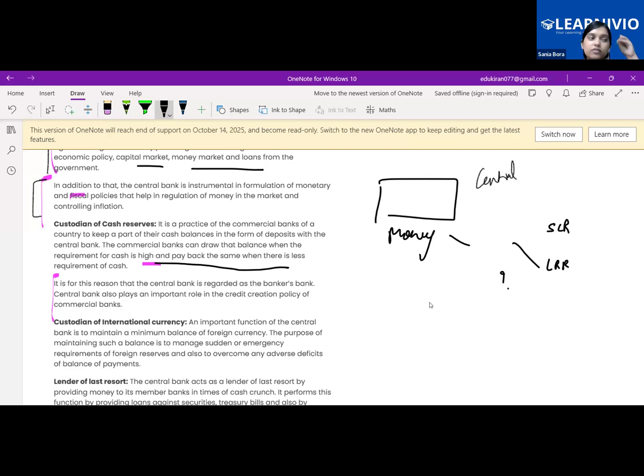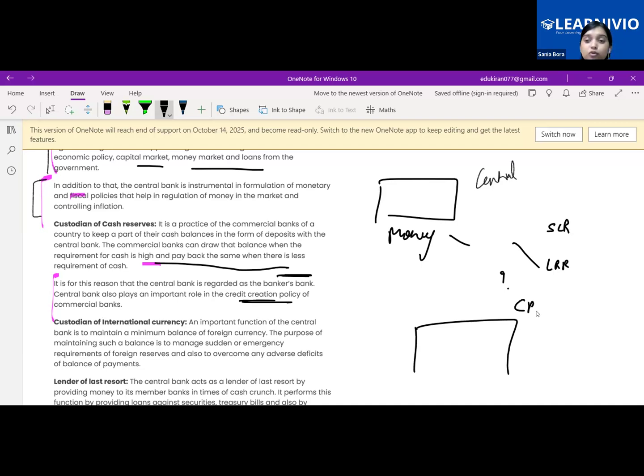So they keep a certain fraction of money so that whenever there is a requirement, they can give it back to the commercial bank. So it is for this reason that the central bank is regarded as the banker's bank, right? Central bank also plays an important role in the credit creation policy of the commercial bank. So when we were doing the entire credit creation chart, the role of central bank was there, right?